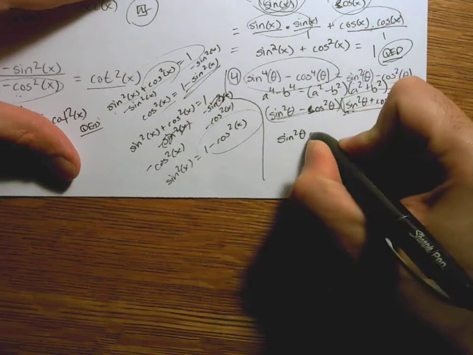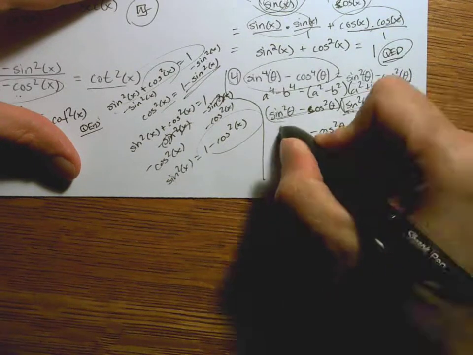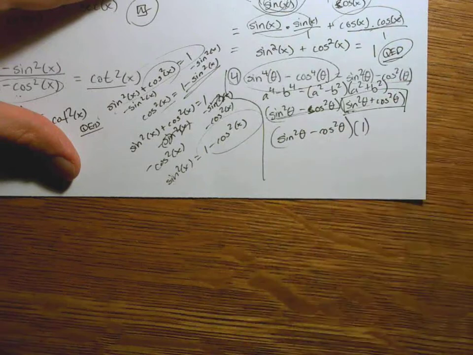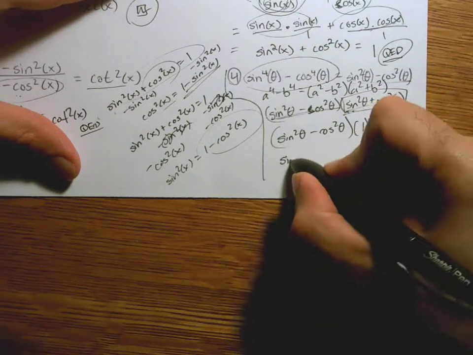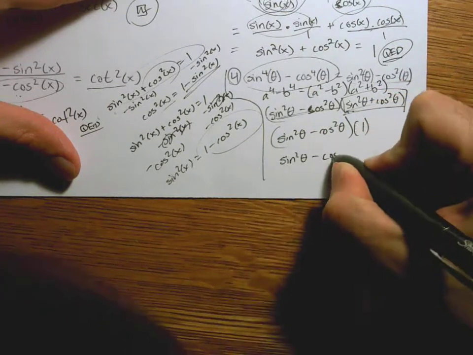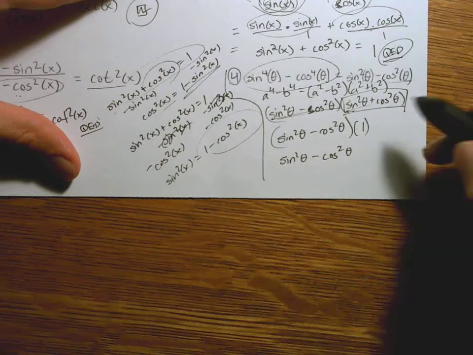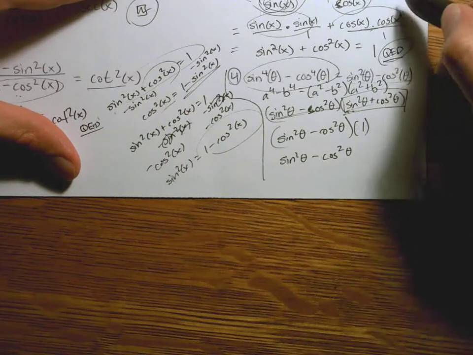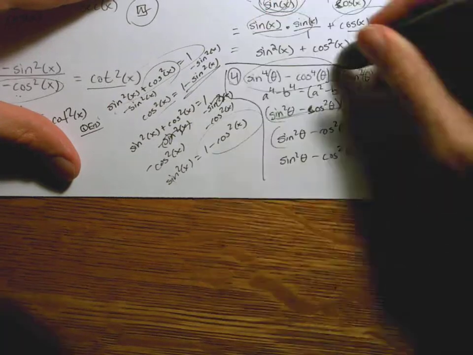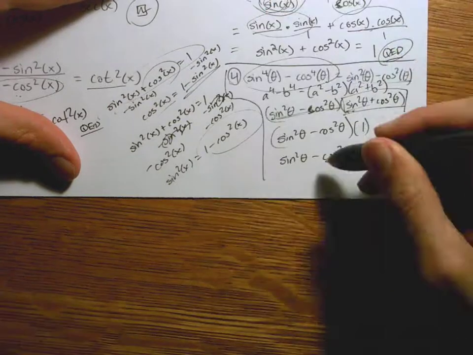What identity is it? Yes, Pythagorean. What does it tell me? It tells me it's equal to 1, which tells me, right, 1 times anything is the same thing as itself. So that tells me, well, what was I trying to make it equal? Sine squared minus cosine squared, that's what it equals. So I'm done.